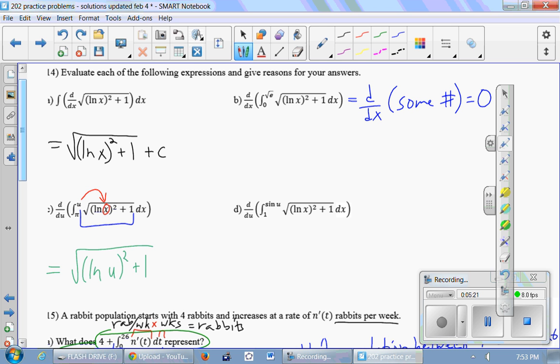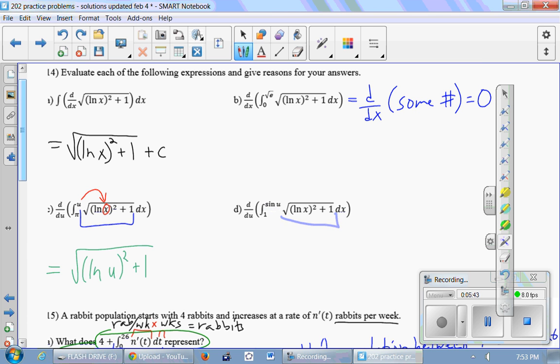Part D. d du of the integral from 1 up to sine of u of the function we are tired of looking at. So this is kind of the same as part C, right? It's again got exactly the right form for the fundamental theorem of calculus. Derivative of some number up to, okay, it's not quite u, it's a function of u. That doesn't really bother me too much. And then whatever function is here.